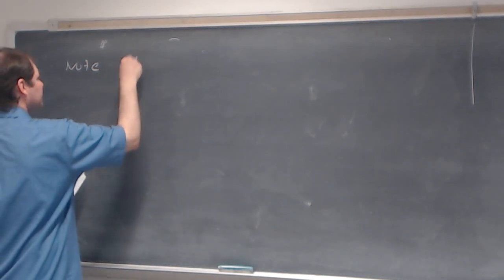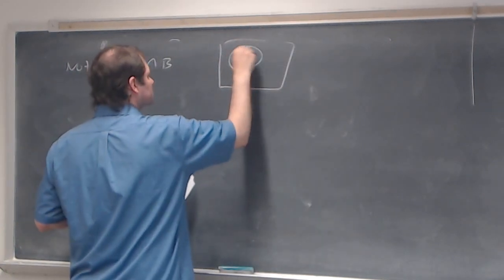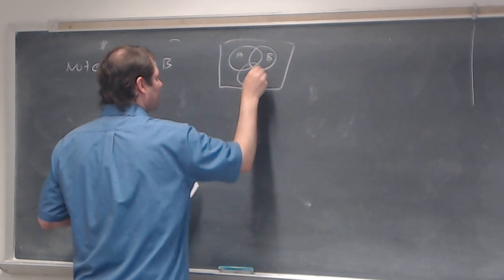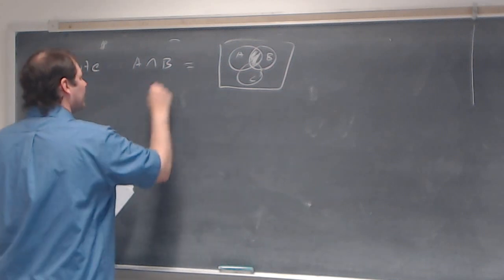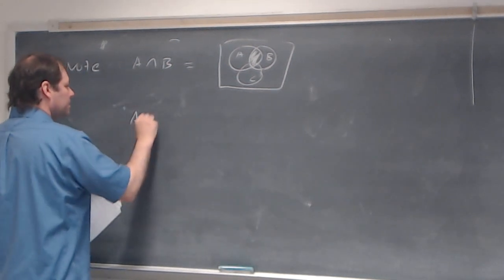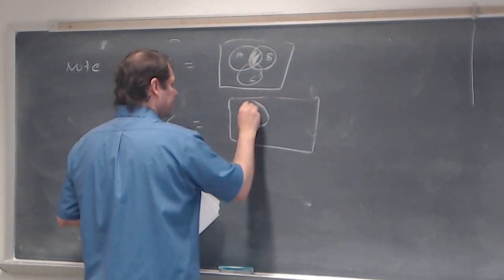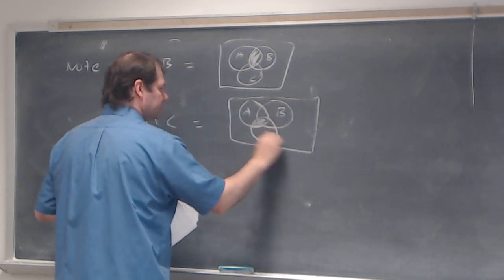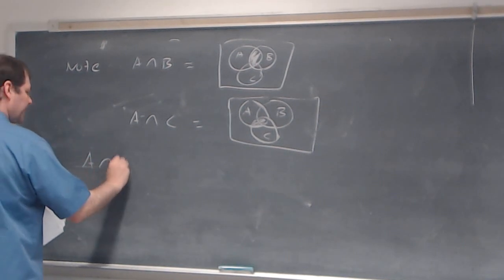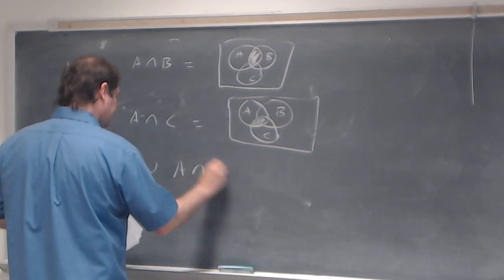So note A intersect B, when I draw it, it's this part right here. A intersect C, there's A, there's B, there's C. So A intersect C is this part right here. Okay? And so A intersect B union with A intersect C.